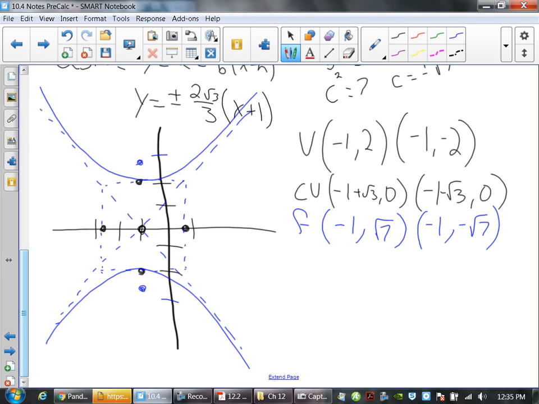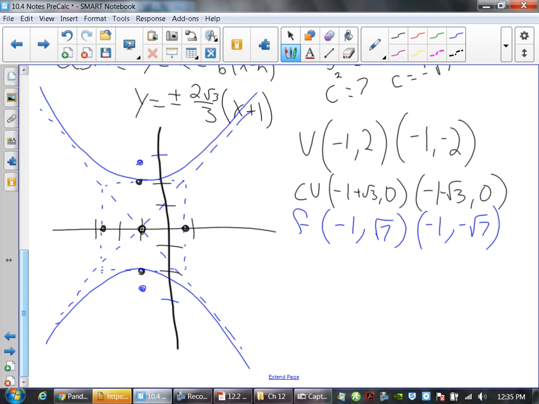Yes, sir? I don't understand why you found the vertices. The vertices and covertices go with the A, B, and C values. So always, in any one of the conics we deal with, for the ellipse or the hyperbola, the A value is always the distance from your center to your vertex. The B is the center to the covertex. Here it's just not called a covertex. It's just those outer points for where the hyperbola doesn't go, direction doesn't go to.